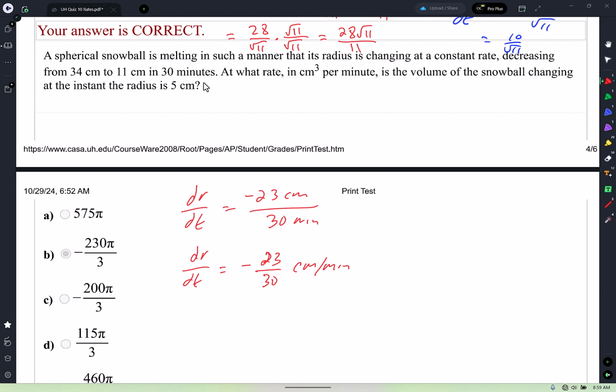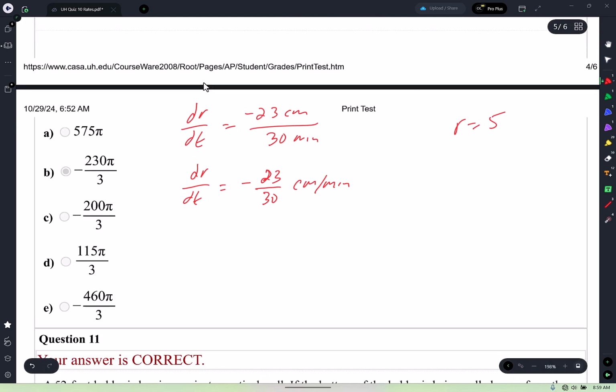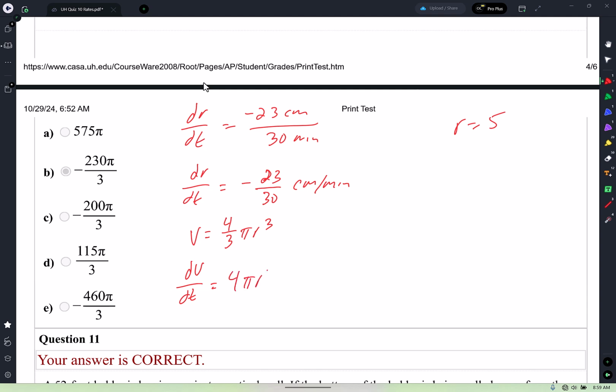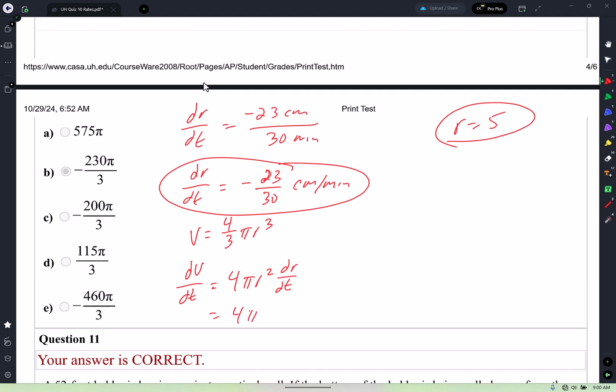At what rate in cubic centimeters per minute is the volume of the snowball changing at the instant when the radius is 5? Okay, perfect. Volume of a sphere is 4/3 pi r cubed. dV/dt is equal to 4 pi r squared dr/dt. I'm just going to plug in. dr/dt is this guy, and r is this guy. 4 pi times 5 squared times negative 23 over 30.